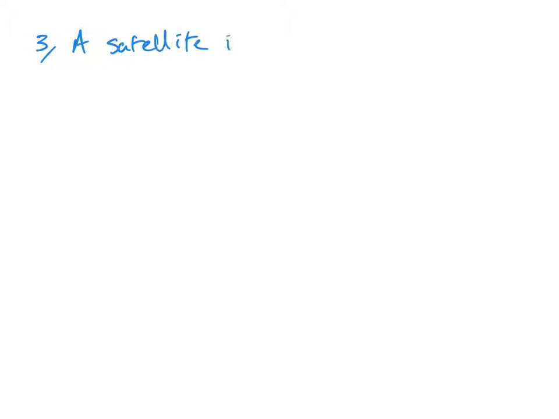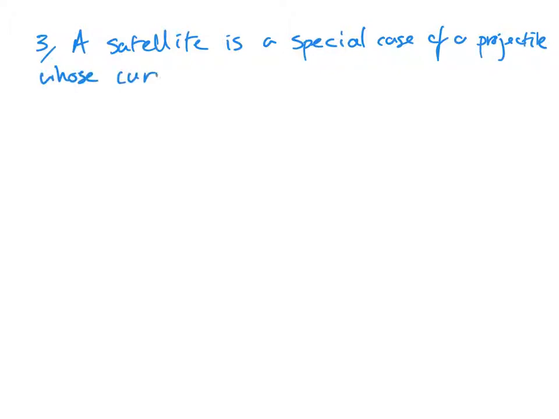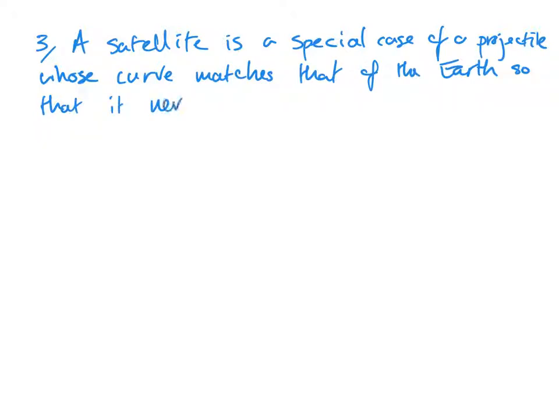So a satellite is a special case of a projectile whose curve matches that of the Earth, so that it never lands. But here's a key idea. It falls continuously.